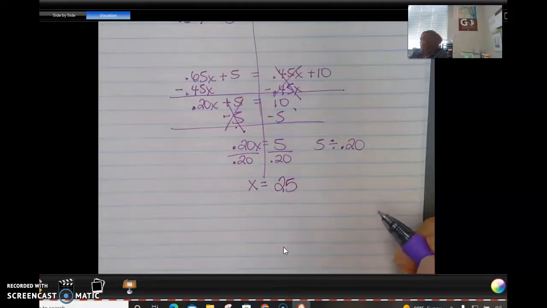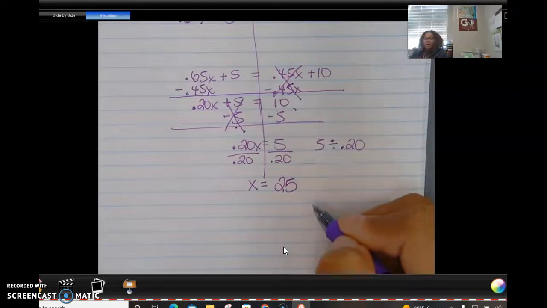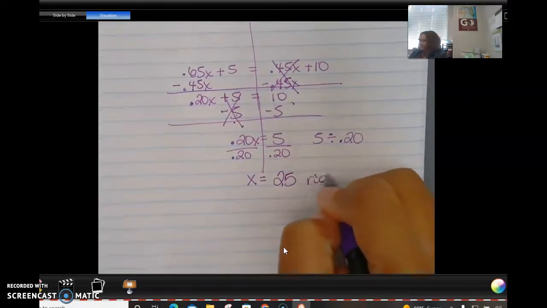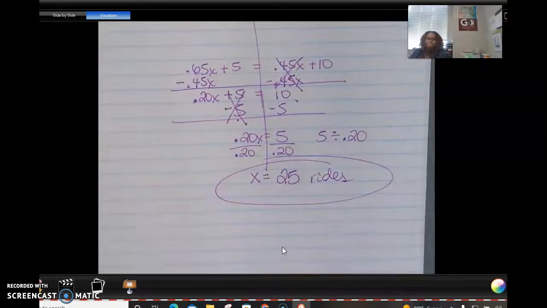So 25 rides, they should be the same. Can I see your calculator real quick? I want to make sure I'm doing this. Oh, you did it right, 25. You did it right both times. You just mixed your decimal up, okay? So 25 rides.